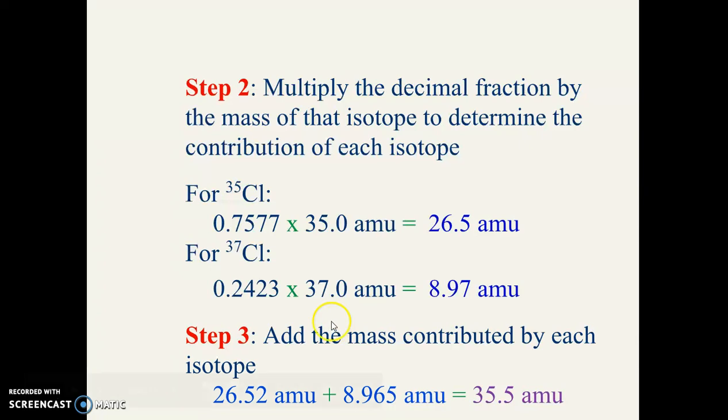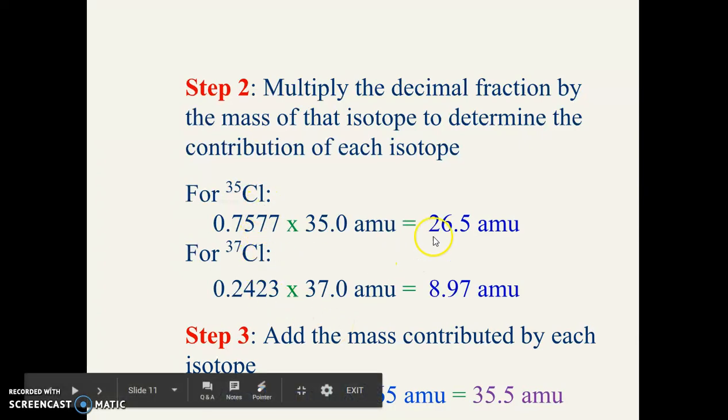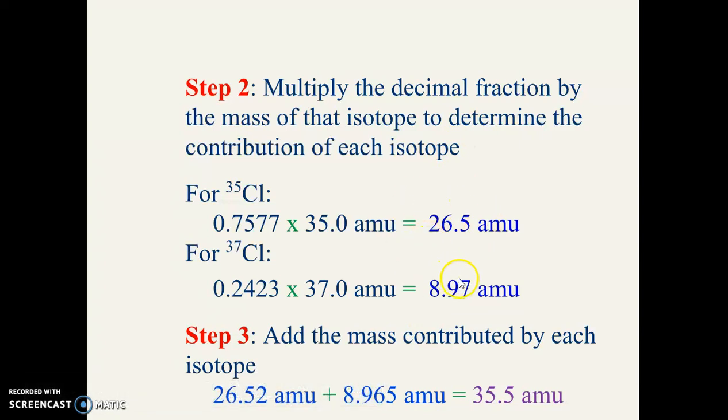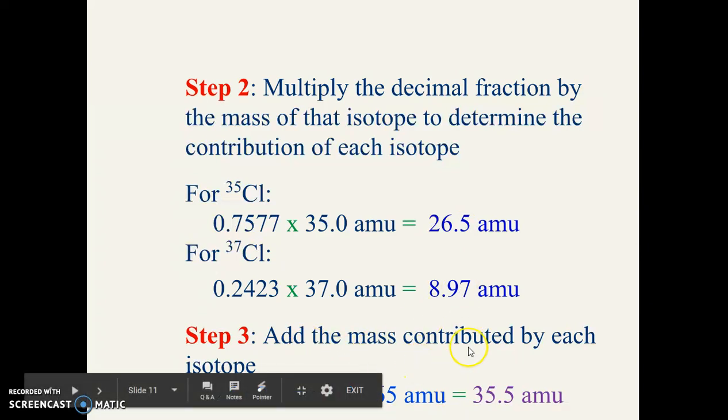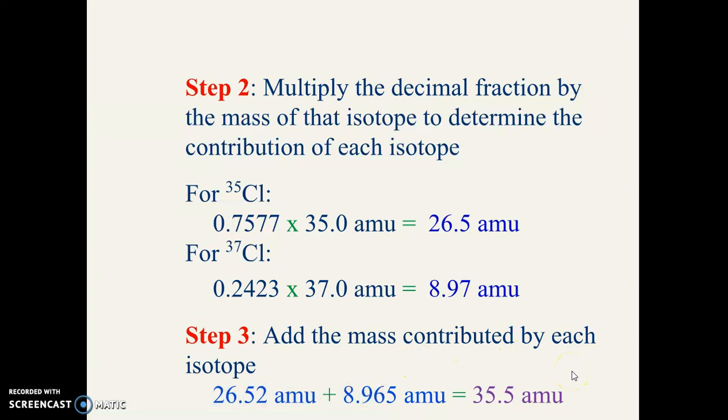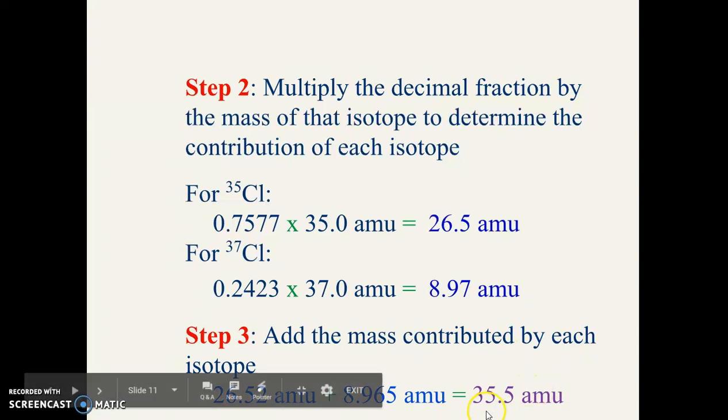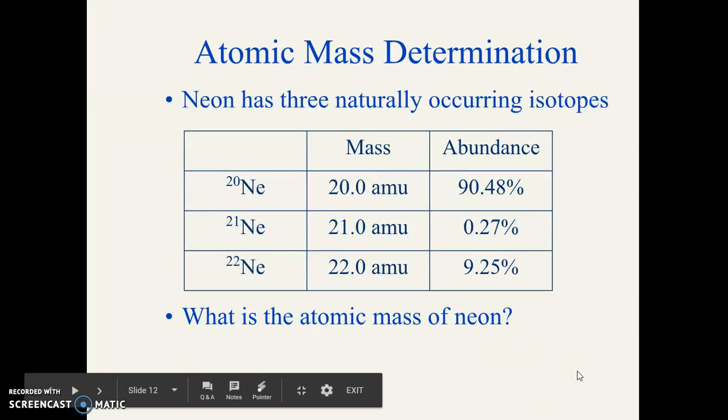But in this case, I don't want them to be equal weighted. I don't want them to have the same weightings. So I want this one to have more weight than this. And that's what I'm calculating with a weighted average. It's the same way your grades are calculated. And then I'm going to add the mass contributed by each isotope. So I'm going to take those two masses, 26.5 plus 8.97, and I get a mass of 35.5, which is, ironically enough, what's on the periodic table.